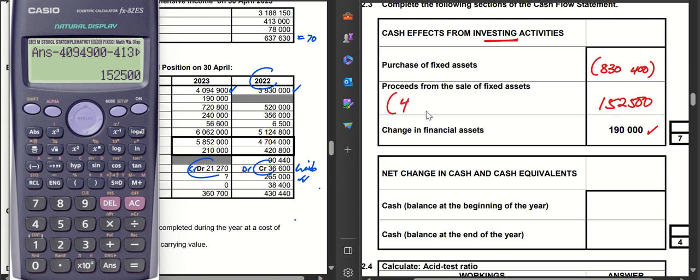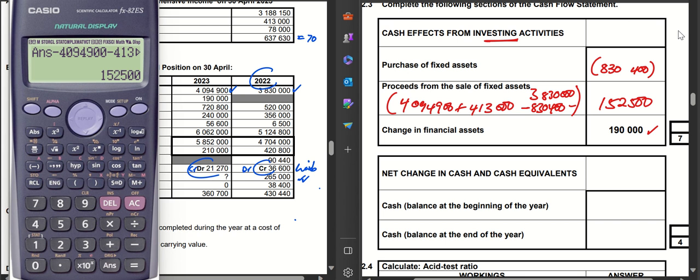I had my 4,094,900 plus the 413,000 minus your 830,400 minus the 3,830,000. Okay, remember to show calculations. Please remember to show calculations.